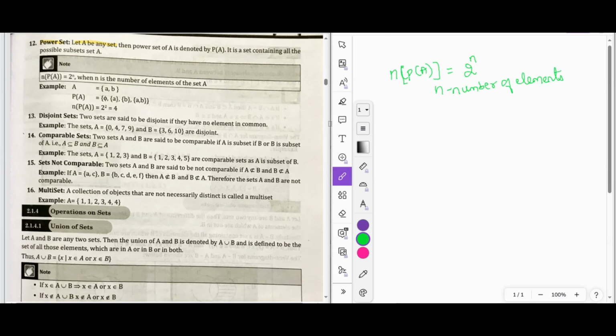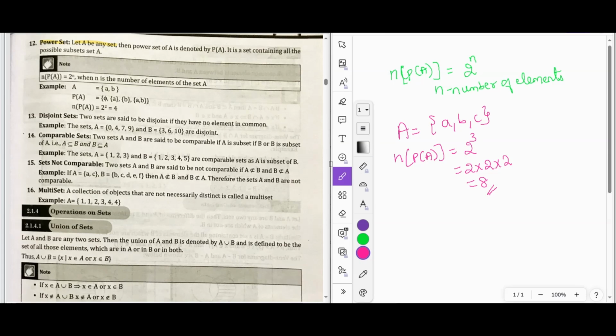For example, if we take A equals {a, b, c}, we want to find how many subsets are there in the given set. To find it, n of P of A will be 2 to the power of 3, that is 2 into 2 into 2. So the answer will be 8. So how many subsets will be there in the power set? It will be 8.